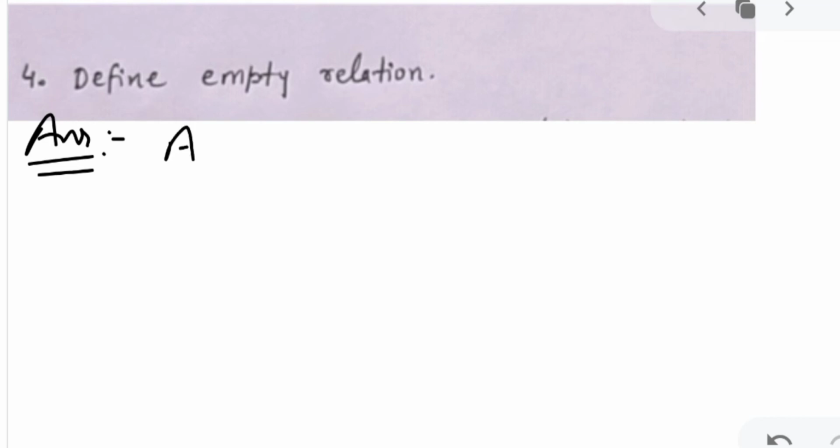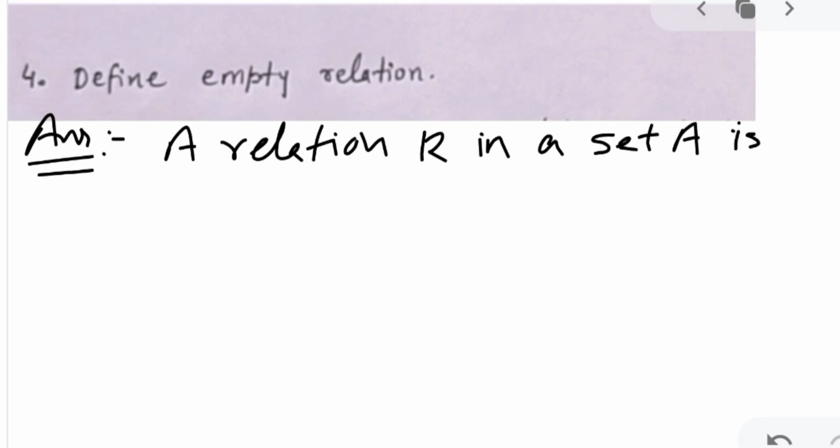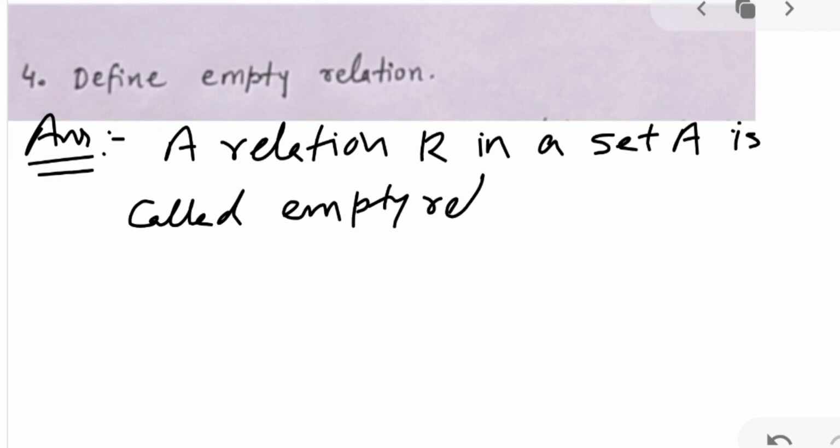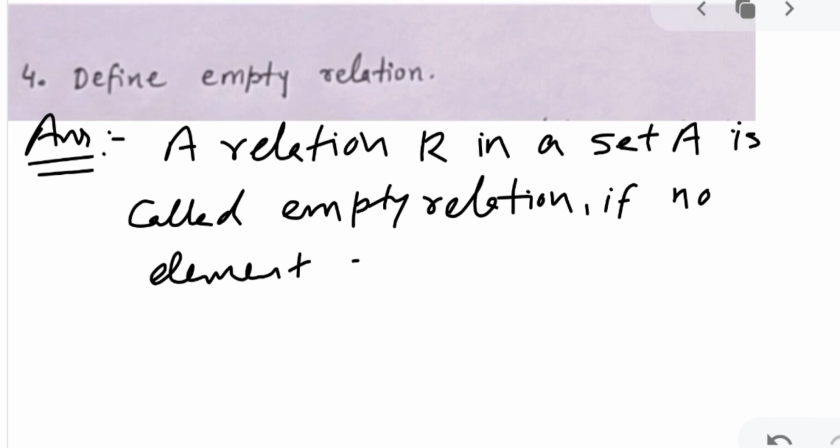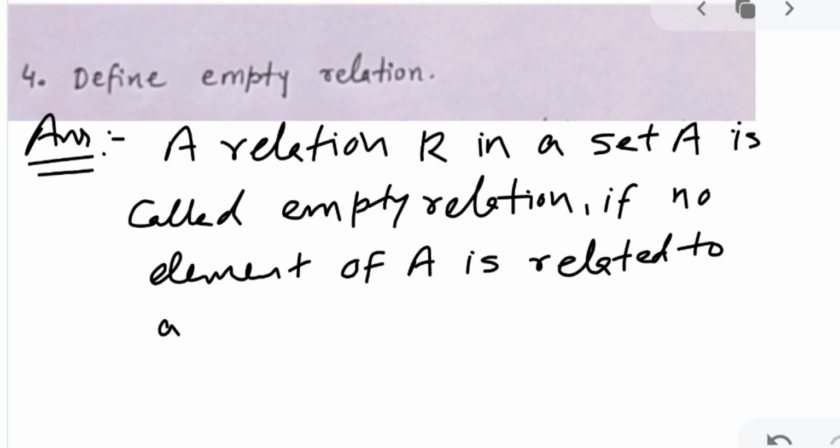So you will write: a relation R in a set A is called an empty relation if no element of A is related to any element of A. Correct? There is no relation.